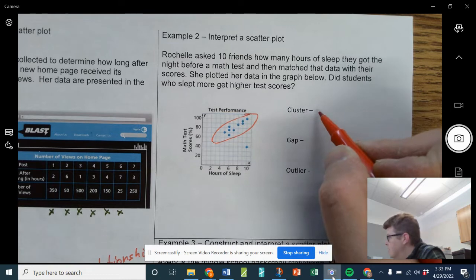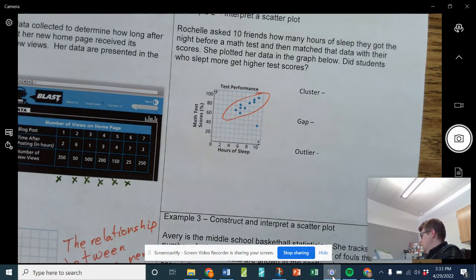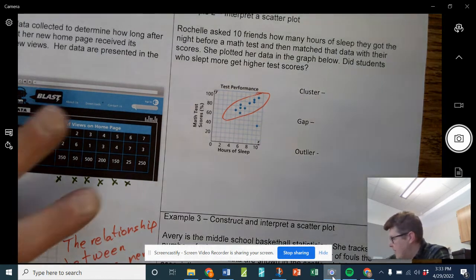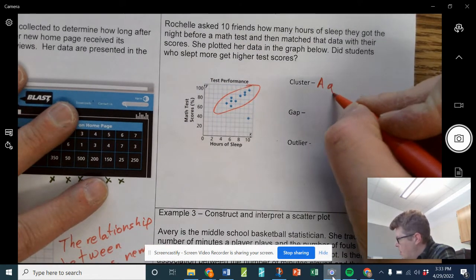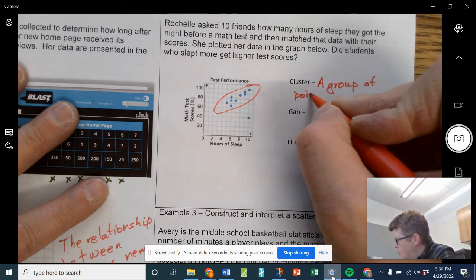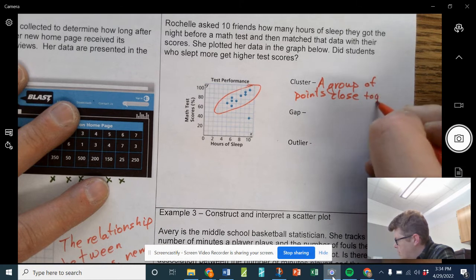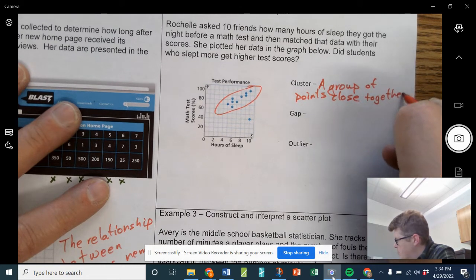Okay, so that represents a cluster, and how do they describe it in the book? It's just a grouping, right? A group of points that lie close together. So we'll kind of define these terms. So that's a cluster.